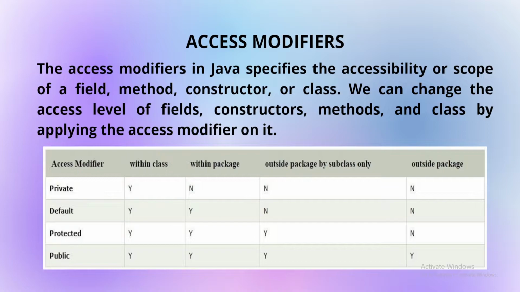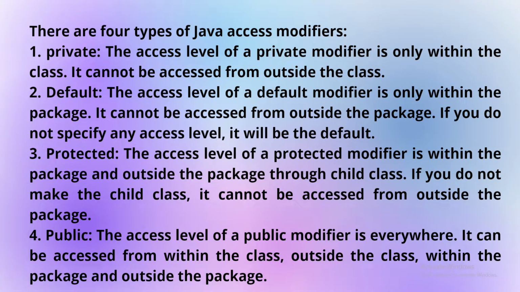Next is public, that is, you're going to get the output for all the things. Within the class, yes. Within the package, yes. Outside the package, yes. Outside the package, even if it is not a subclass, also you're going to get the output. There are four types of access modifiers.